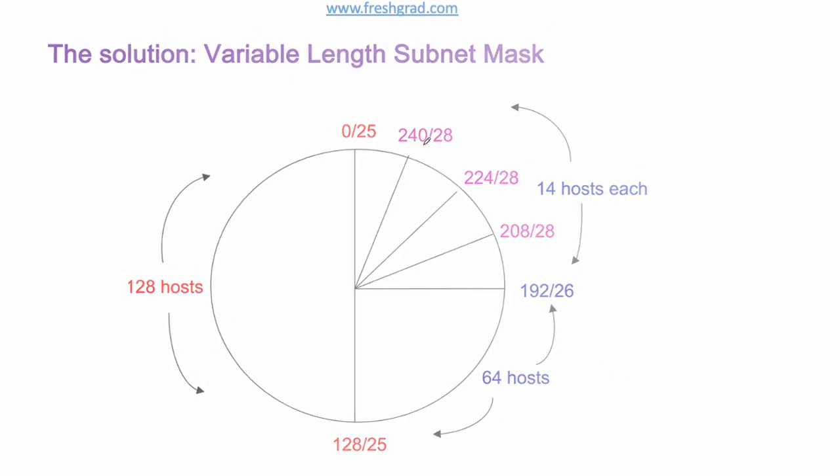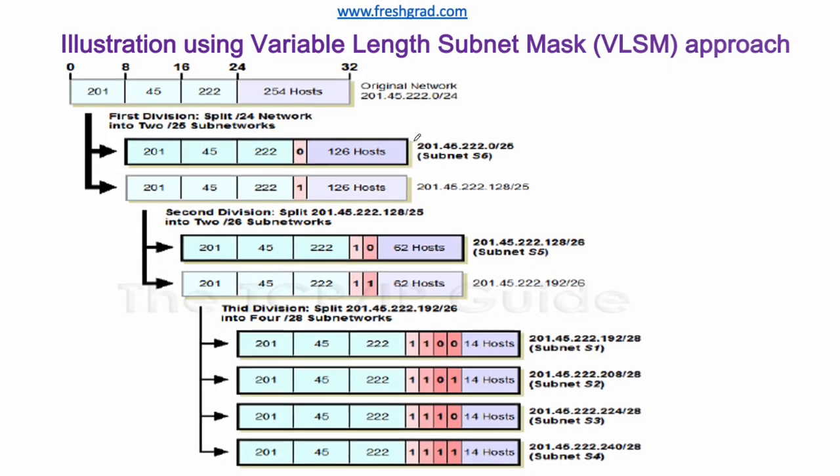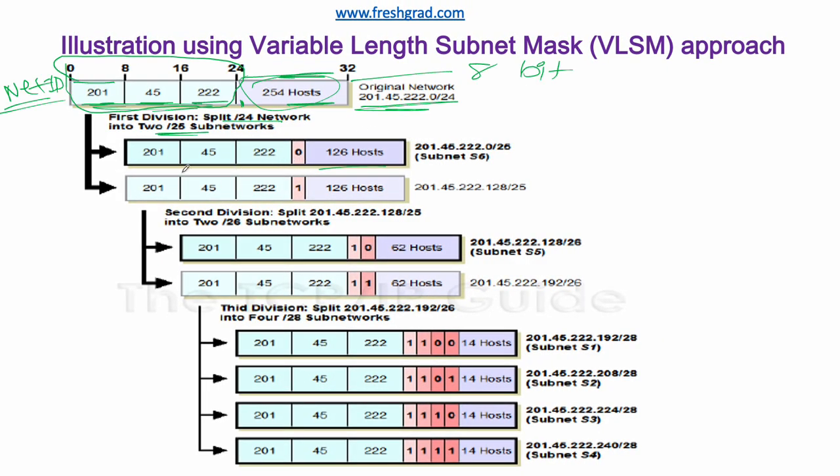Sorry, I think I just clicked on a button. So 201.45.222, and you borrow one bit here. So this will become 126 hosts and this will become 126. So when you borrow one bit, you divide into two, 0 and 1. So this one will meet your requirement, subnet number 6, right? And that meets your 100 hosts. So subnet 6 requires 100 hosts. So that meets our requirement. So we are good.